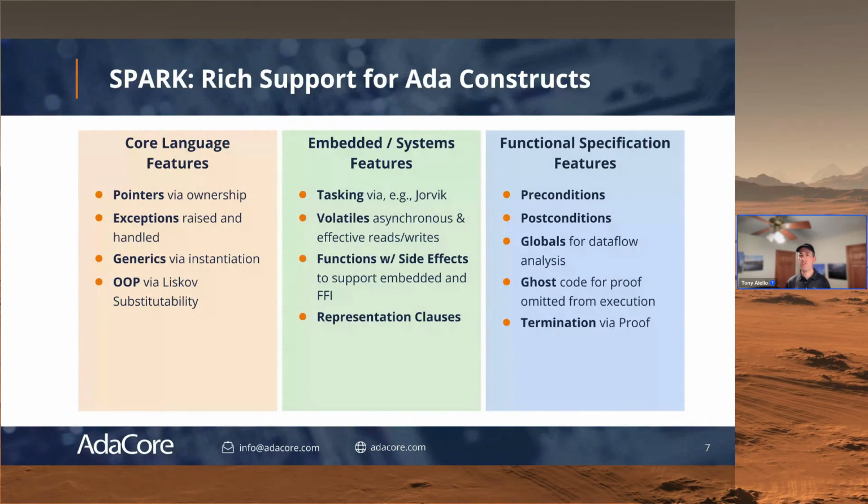Functional specification. Spark offers preconditions and postconditions, as we saw. You can talk about globals for data flow analysis. So if you want to be precise about what pieces of global state subprograms in your code base access, you can write that down and Spark will check it and make sure you're using those global variables in a manner consistent with what you specified. All of the features in Spark's formal specification are essentially first-order predicate logic. So you have access to quantifiers.